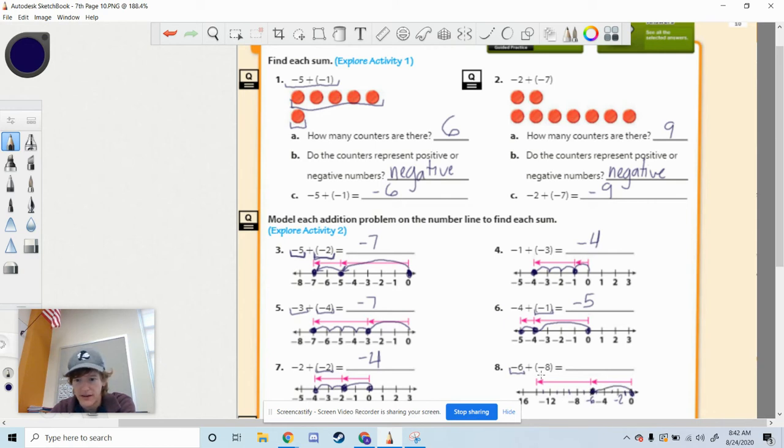And then we're going to subtract 8. We're going to add -8. Those are the same thing. So it'll be 1, 2, 3, 4, 5, 6, 7, 8. Our final sum will be -14.